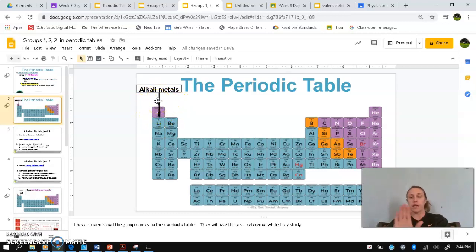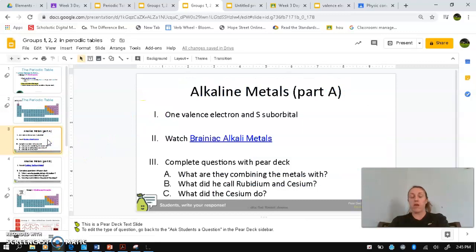Hydrogen is by itself, it's its own element. Remember, we used four different colors for a periodic table, and hydrogen was in a class by itself. Okay, so the first one is alkali or alkaline metals.